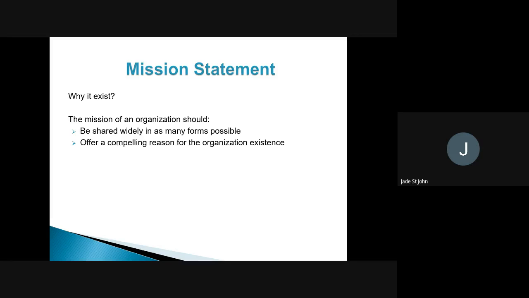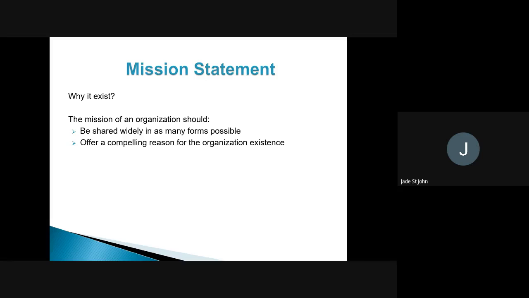I don't know if anyone noticed, when you go into an organization, you would see their mission statement on the walls in their lobbies, or even on their website. So your mission statement should be shared in as many forms as possible. And it should offer a compelling reason for the organization's existence. So what contribution does the organization make to the space it operates in? This should be articulated in a way that is enticing to potential participants, such as customers and investors, and should motivate staff to wake up and actually get to work.